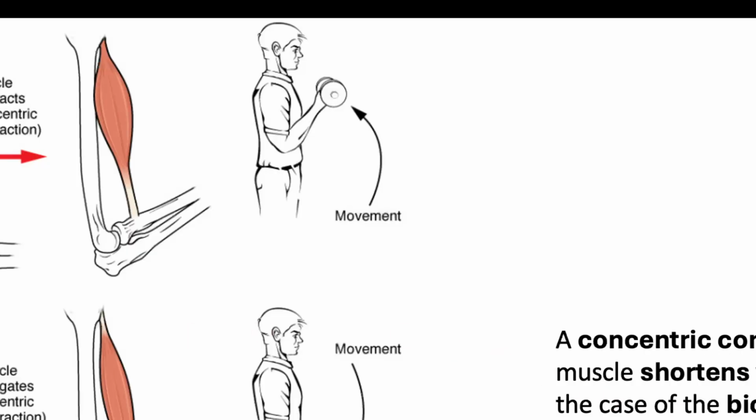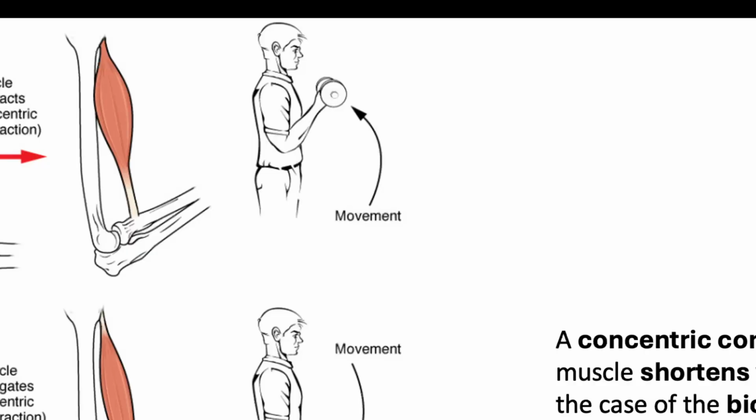So a concentric contraction occurs when a muscle shortens while generating force. In the case of biceps brachii, this happens when you lift a weight during a bicep curl. So when you lift a weight using a curl of the bicep, then you perform a muscle contraction which is a concentric contraction, or shortening of the bicep muscle.